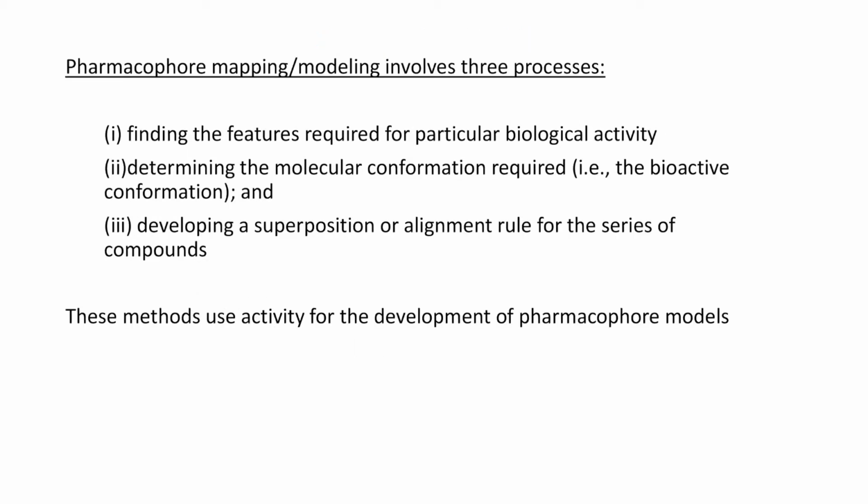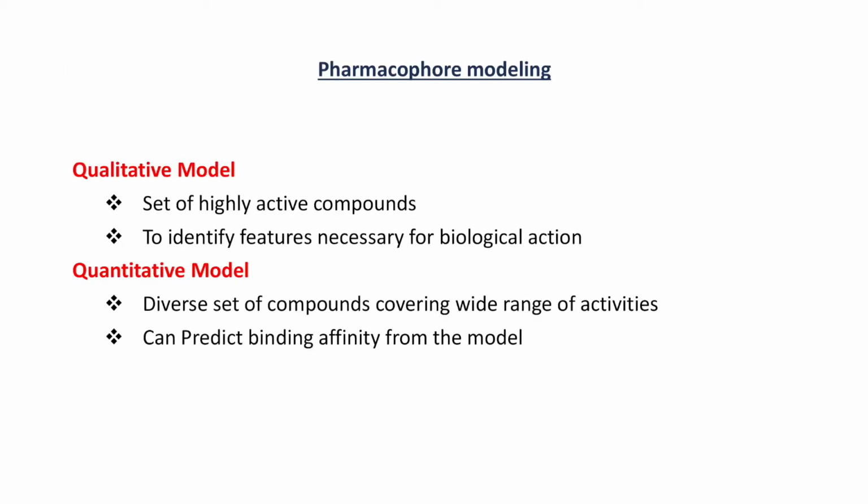So pharmacophore mapping or modeling involves basically three processes: finding the features required for a particular biological activity, determining the molecular conformation required, and developing a superposition or alignment rule for this series of compounds. All these methods use activity in the development of the pharmacophore model. We can generate two different types of pharmacophore model: one is the qualitative pharmacophore model, the other one is the quantitative pharmacophore model.